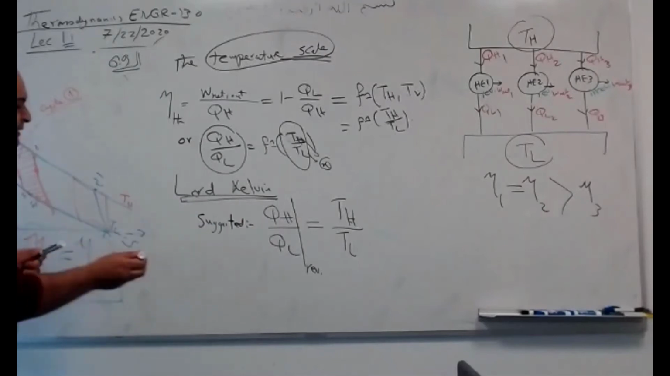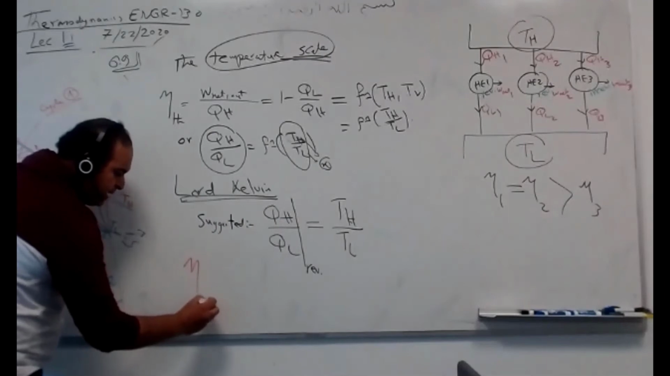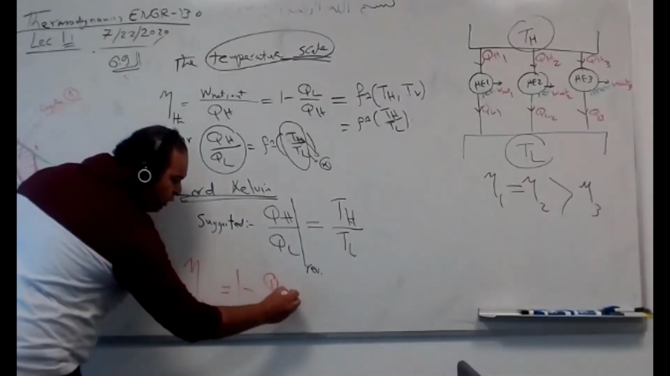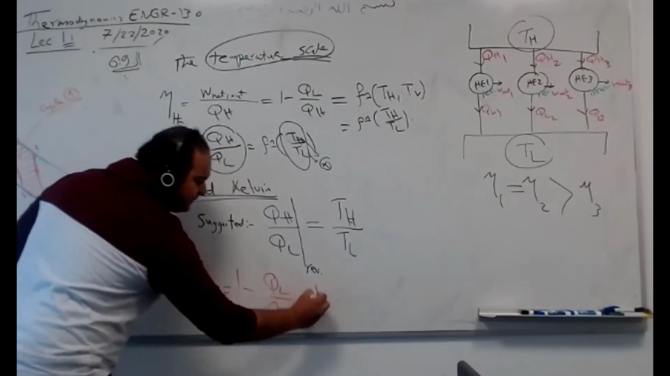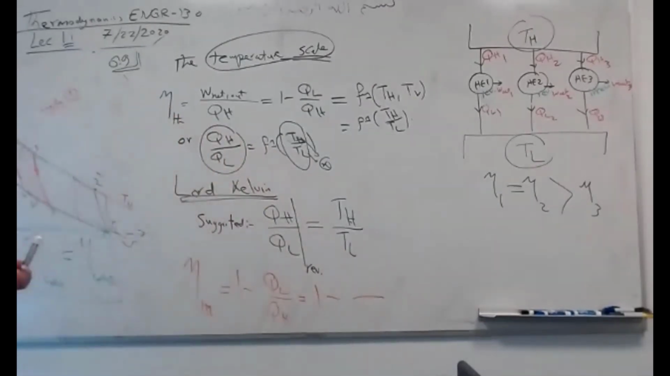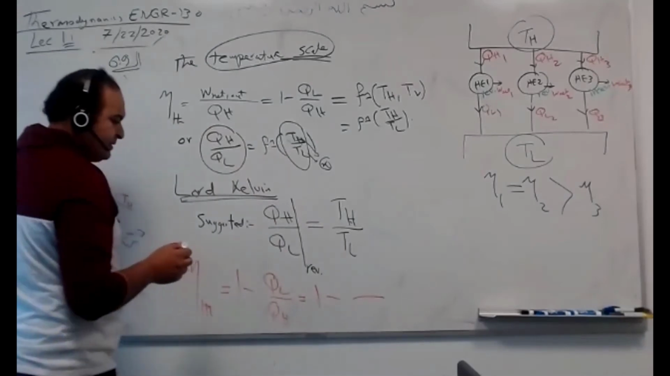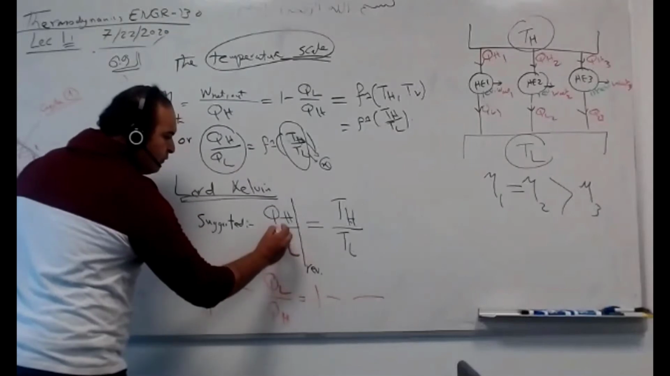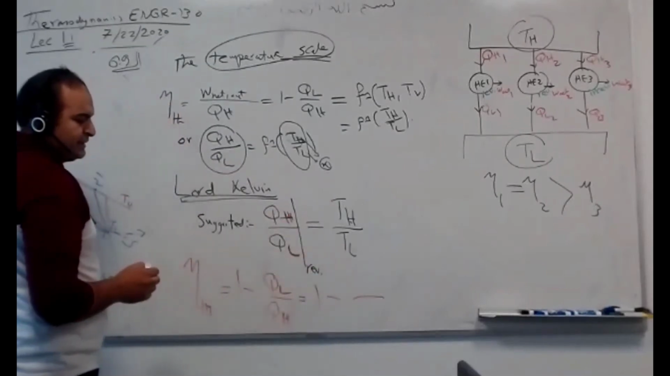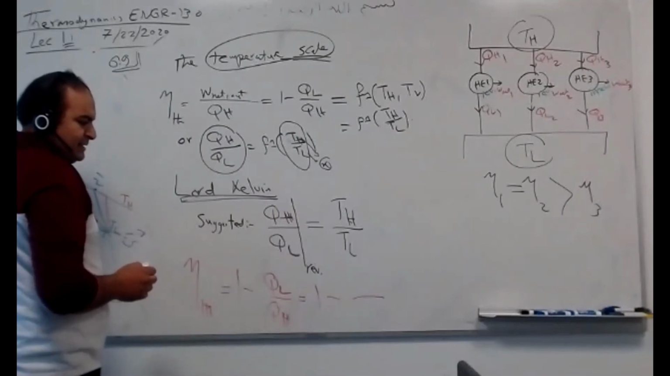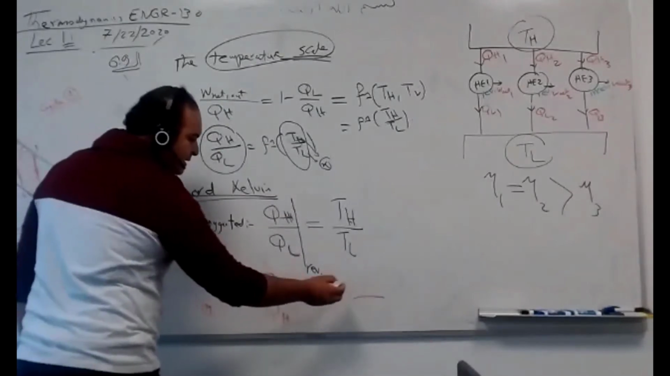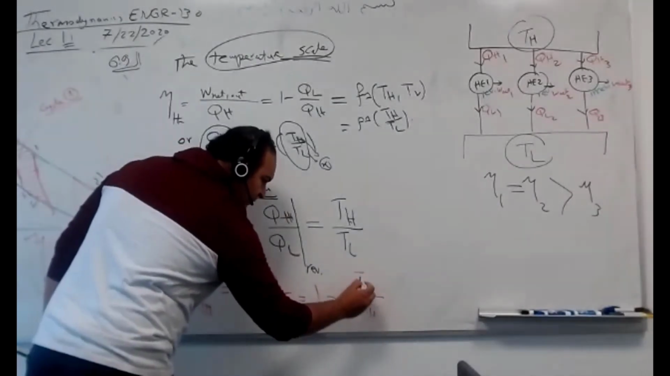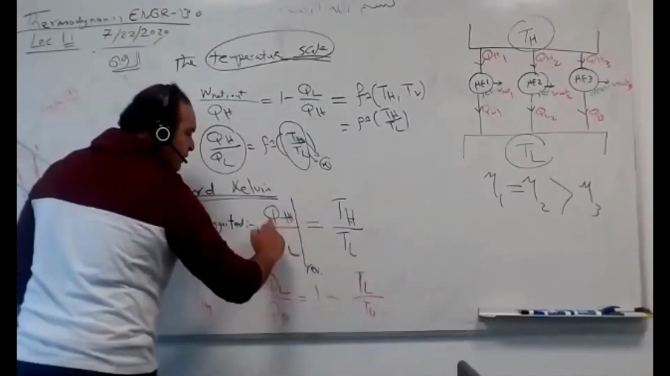Now we can write eta thermal this way, guys. Eta thermal is 1 minus Q low over Q high. Can somebody tell me what is this here? What is over what? T high over T low? Nope. Q low over Q high. Q low over Q high equals 1 minus what? T low over T high. Perfect. The low with low, high with high, I reverse.